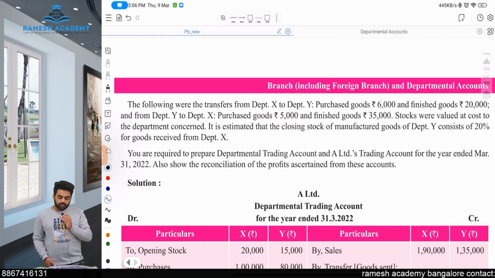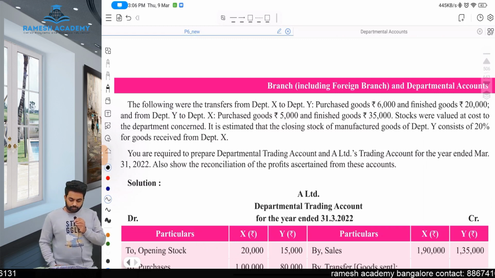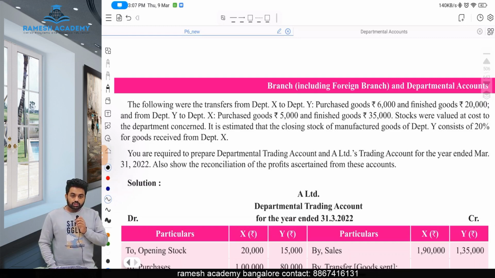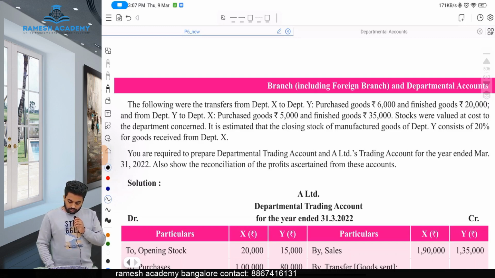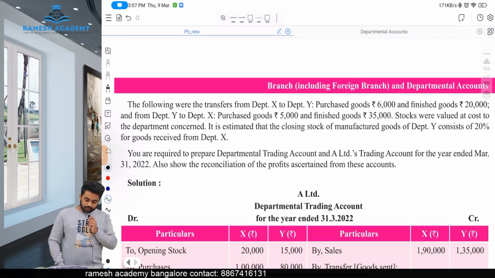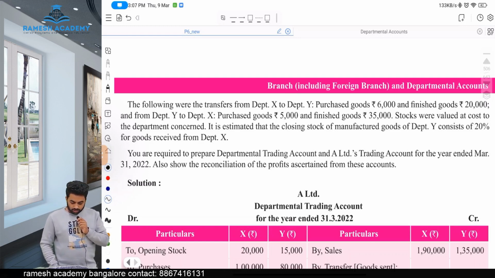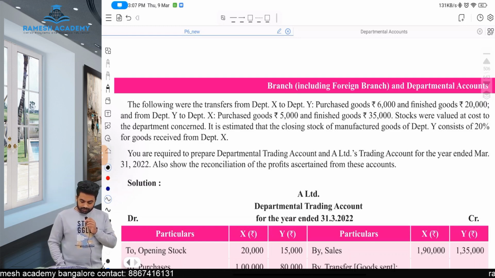The following were the transfers between Department X to Department Y. Purchased goods 6,000 and finished goods 20,000. And from Department Y to Department X, purchased goods 5,000, finished goods 35,000. Stocks were valued at cost to the department concerned.